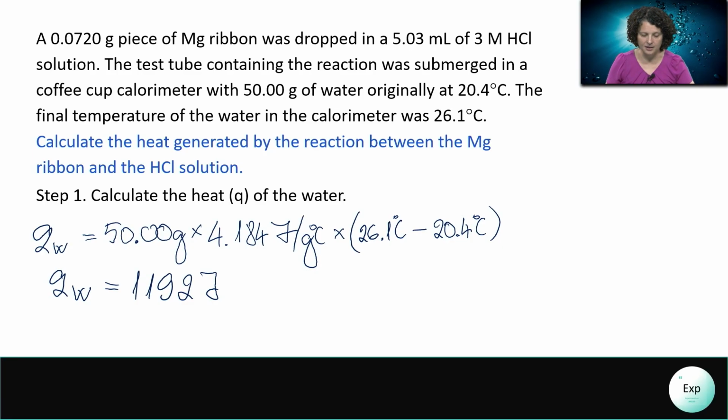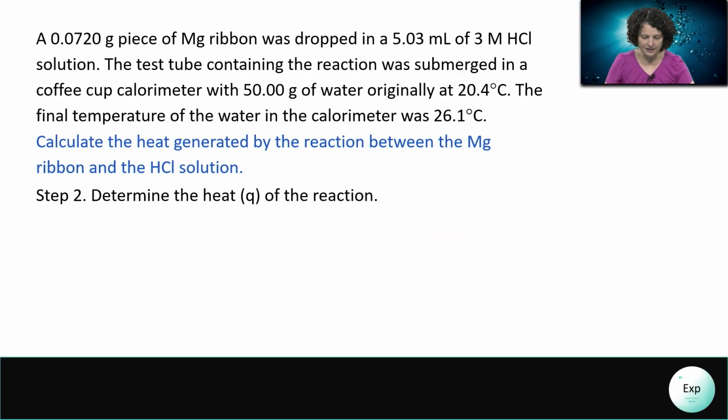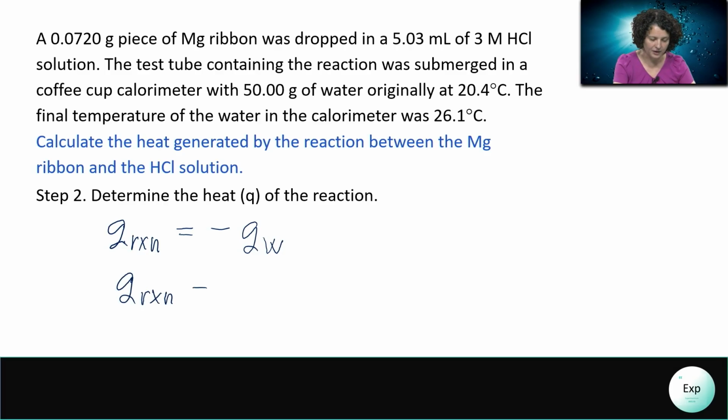Once we have the heat of water, we are ready for the second step, which is to determine the heat of the reaction. If we were truly in an isolated system, then the heat of the reaction will be the opposite as the heat of the water, which means that the heat of our reaction is going to be the 1,192 joules of the heat of water with a negative sign. Because in order for the water to warm up, that heat had to come from somewhere, and it came from the reaction of the magnesium with the hydrochloric acid.